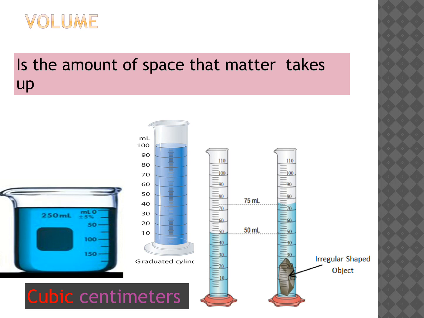Let me ask you a question. Can you find the volume of odd-shaped solid objects? Let's say a rock. Yes. So you already have water in the cylinder, right? It is 50 milliliters without the rock. Now add the rock and read the level of the water once again.